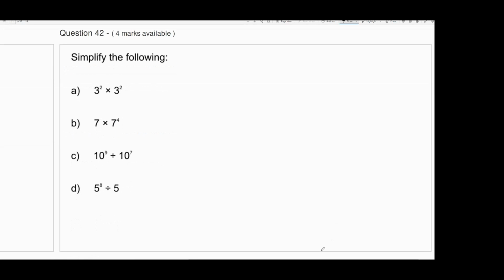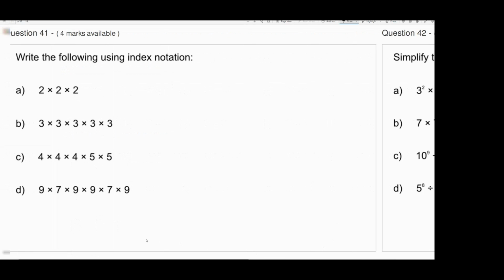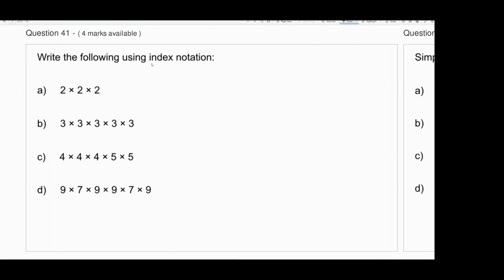And then we just got a couple of questions left. These are on indices. So write the following using index notation. Now all that means is powers. So 2 times 2 times 2 is going to be 2 to the power of 3 because you've got 3 2's. So the second one, that's going to be 3 to the power of what? 3 to the power of 5, brilliant. And they're not actually asking you to work it out, they're just saying write it down.